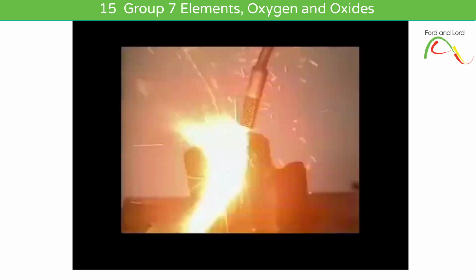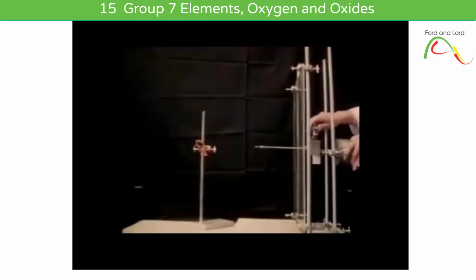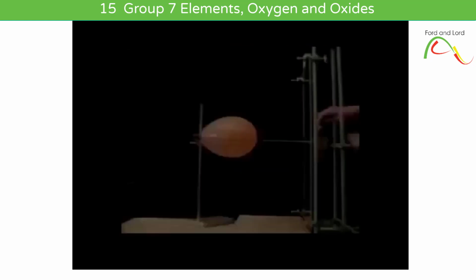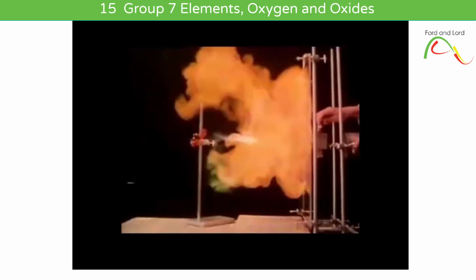Now let's see the reaction with hydrogen. There's hydrogen in the balloon. A jet of fluorine gas pierces the balloon and explodes with the hydrogen inside. Let's see it again in slow motion. Now you can see the fireball more clearly.